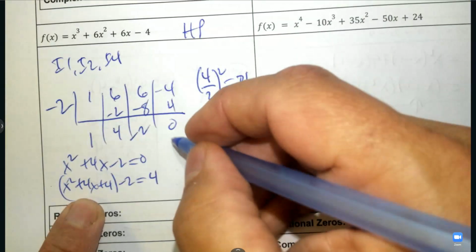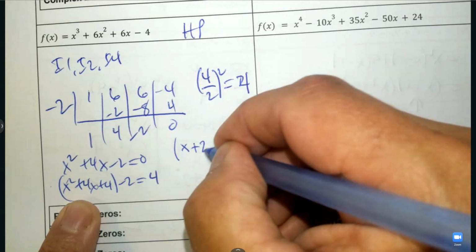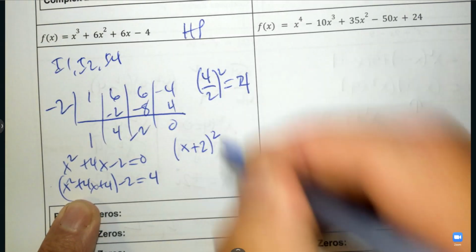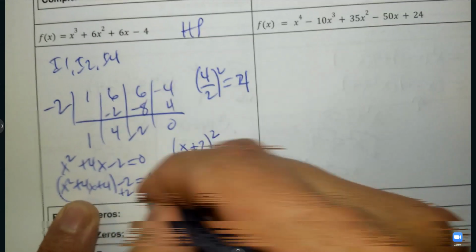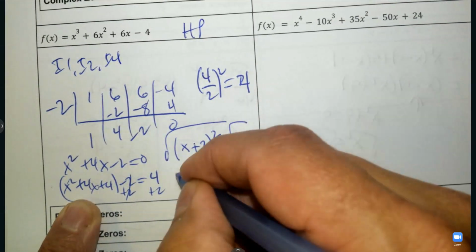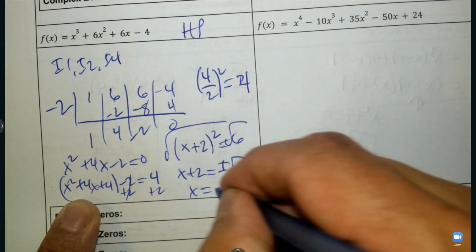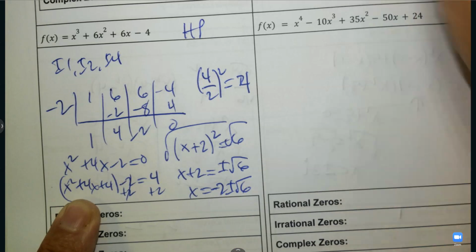So if I factor what's inside the parentheses, that is a diamond. What two numbers multiply to 4 and add to 4? That's 2 and 2. That's x plus 2 squared. I'm going to add 2 to both sides. That's 6. Then I'm going to square root. So we have x plus 2 equals plus and minus the square root of 6. Subtract 2, and you have your answer.